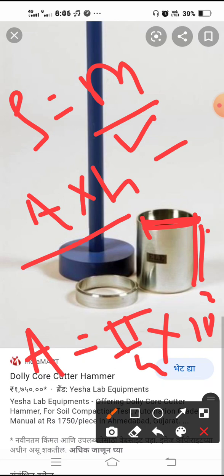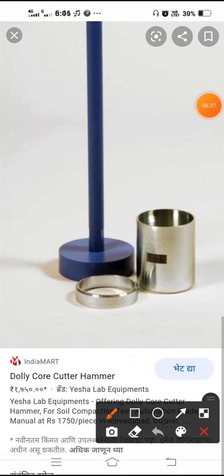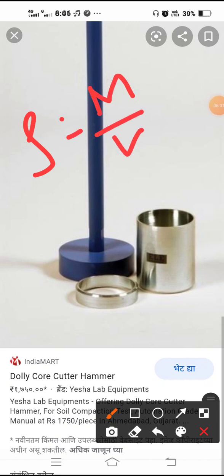So the mass of the soil sample. Here we know density is mass upon volume. This volume we already calculated by measuring the dimensions, that is area multiplied by height, that is pi by 4 into 10 square into height, 15 centimeter. Then m means the mass of the soil sample.